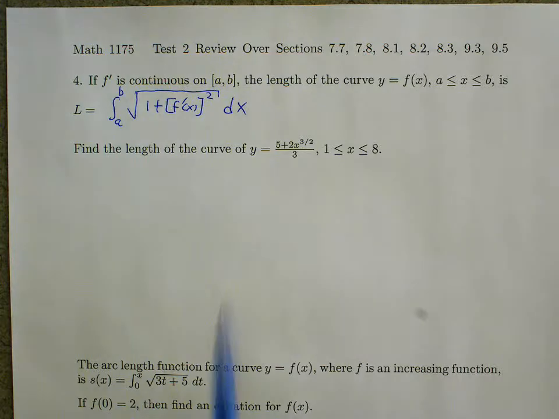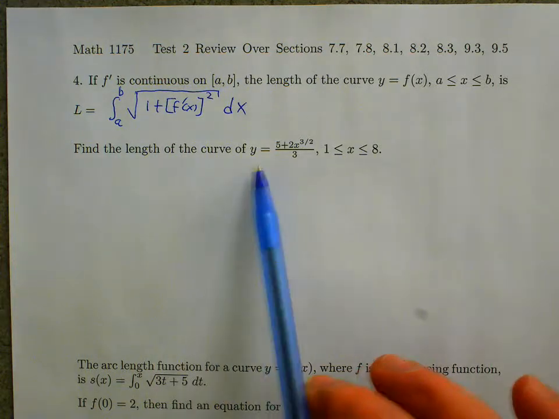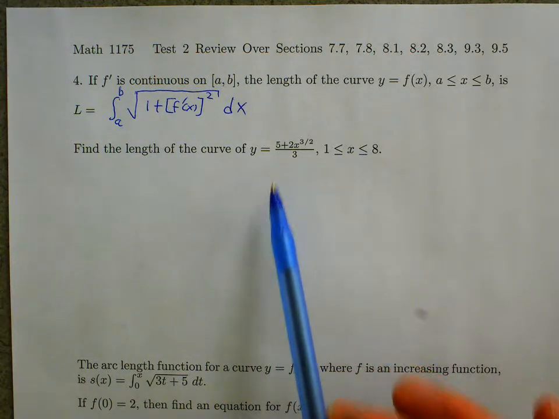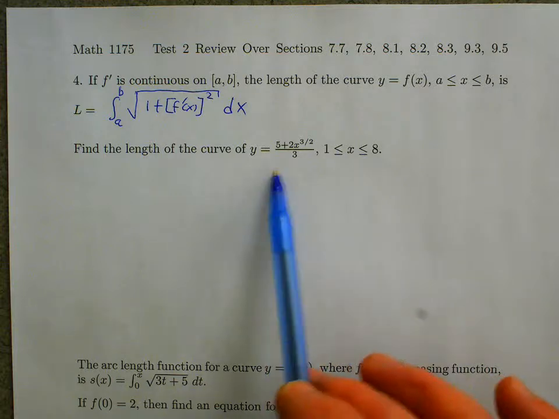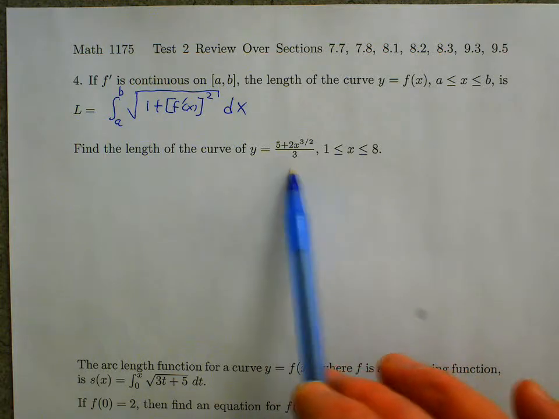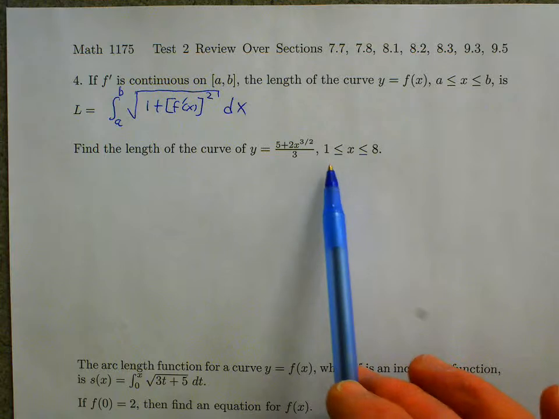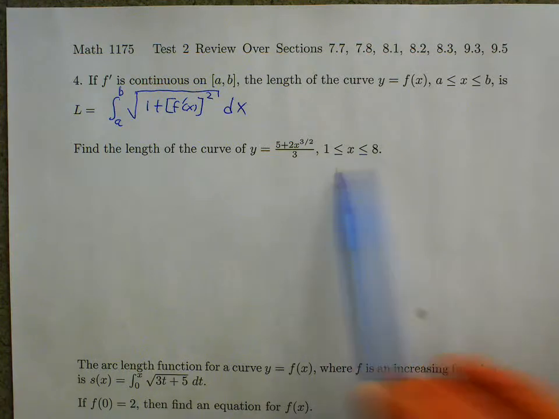And let's find the length of the curve of this function, y equals 5 plus 2 times x to the 3 halves, all divided by 3, on the interval from 1 to 8.